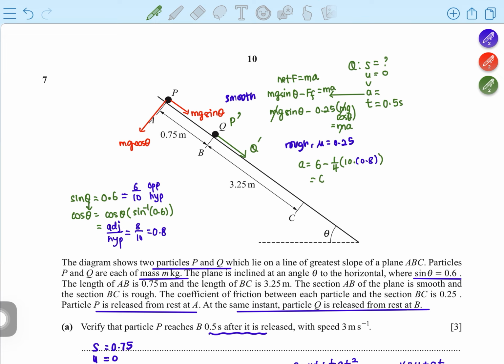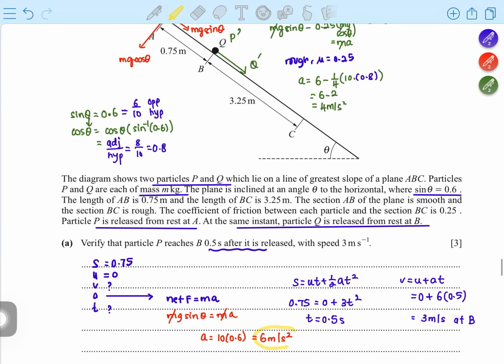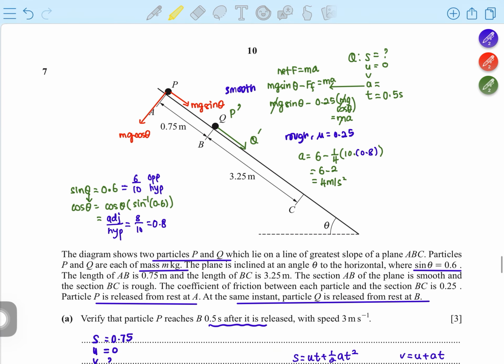Therefore, my answer is going to be 6 minus 2, so you get 4 meters per second squared. Can you see the acceleration value when it is rough? What did we get before? We got a 6 here. But now, with the same mass and same condition, the acceleration has reduced because of the friction being involved.